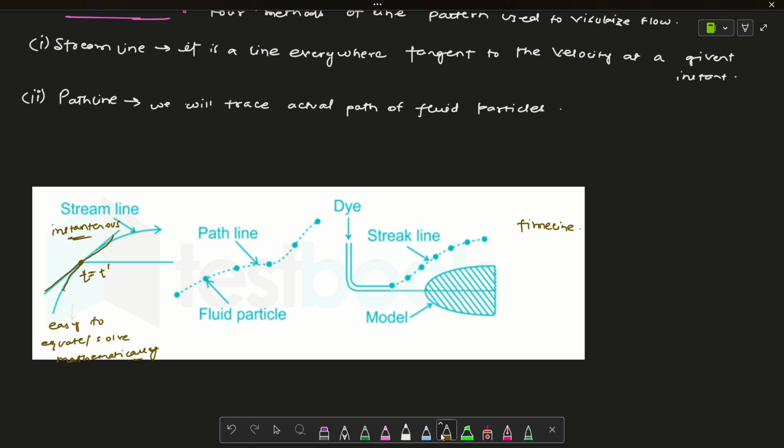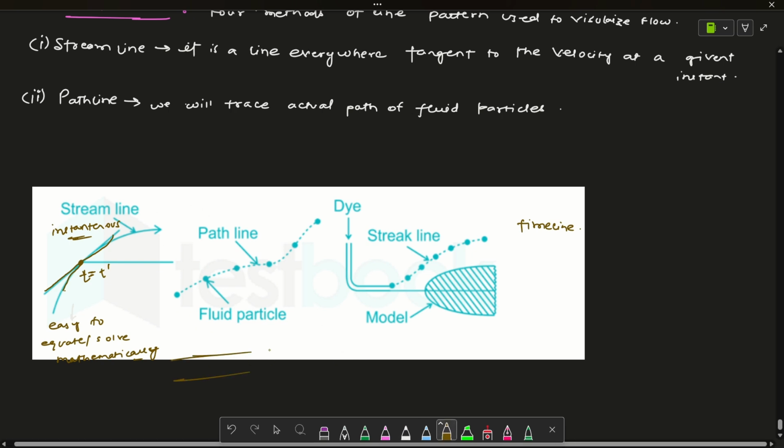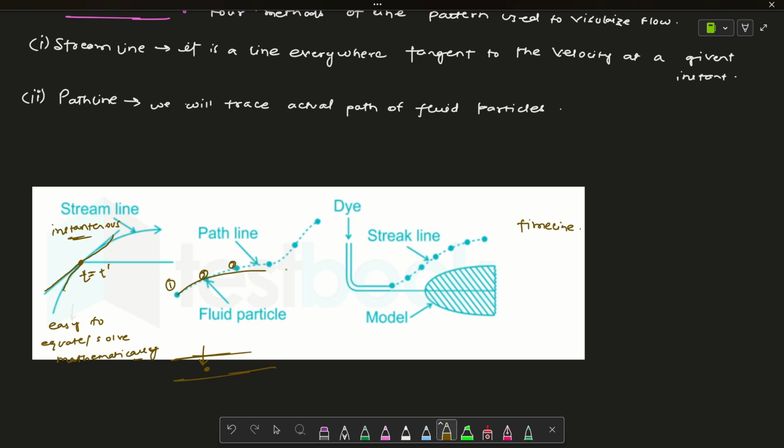See, when any flow is there, and you are going to trace any given fluid particle, you will just hold one of the particles. Many fluid particles are flowing, right? You will just hold on to this particle and observe how it is moving. First it is here, second here, third position there, right? And you will make a line. Then that line is known as a pathline. So this method is known as the pathline method.